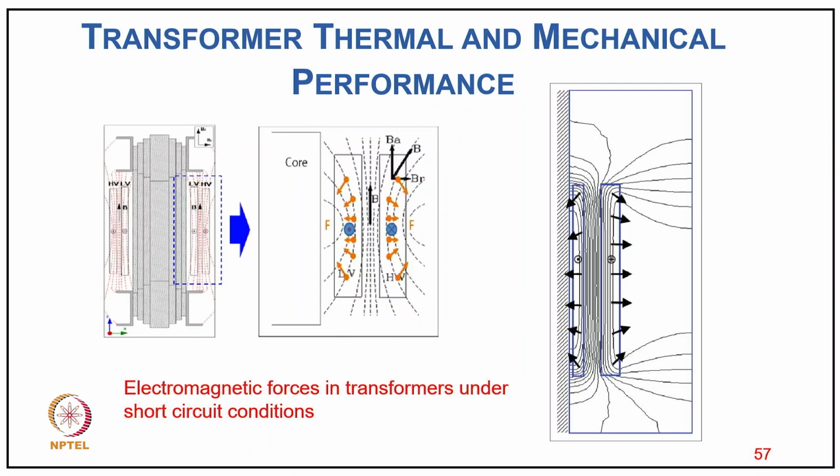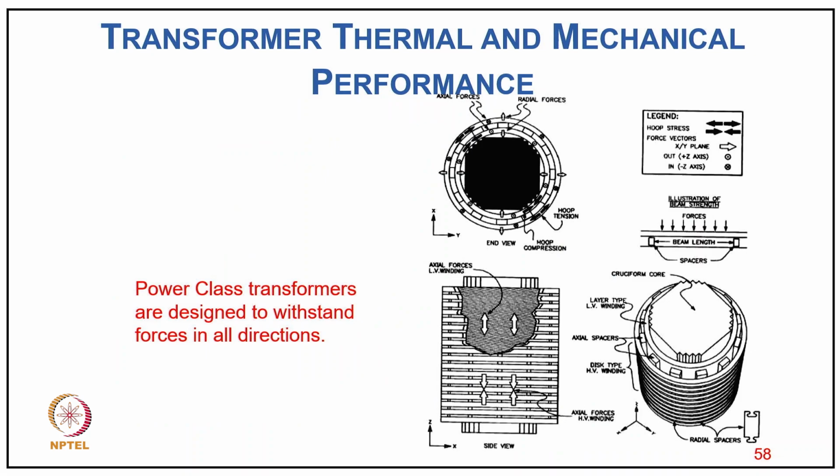You can see here the electromagnetic forces in the transformer under short circuit condition, how they are defined in different parts of the winding of the transformer, and how they affect the winding. Power class transformers are designed to withstand forces in all directions, because the short circuit current rating of the transformer is very high.